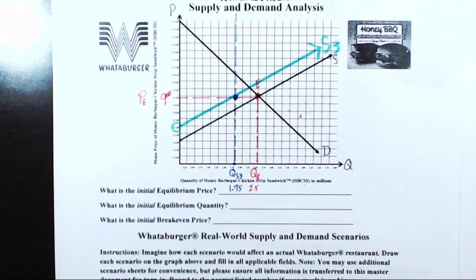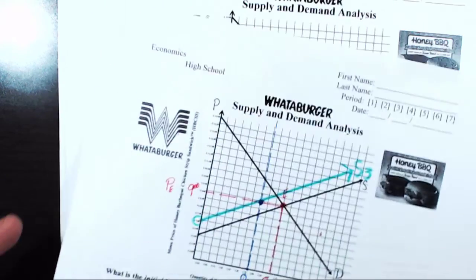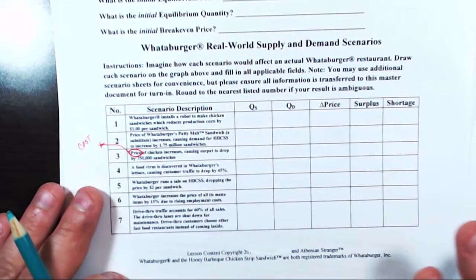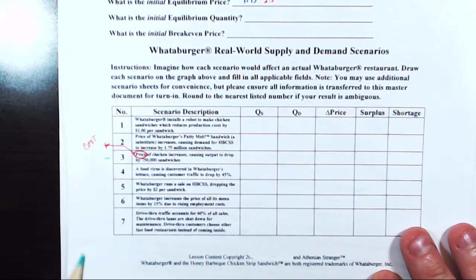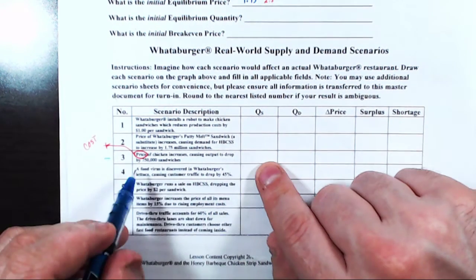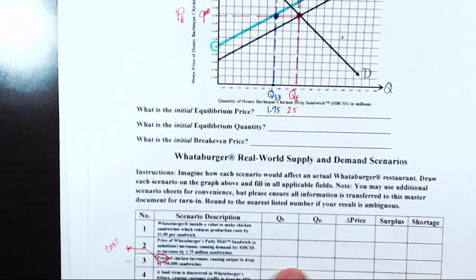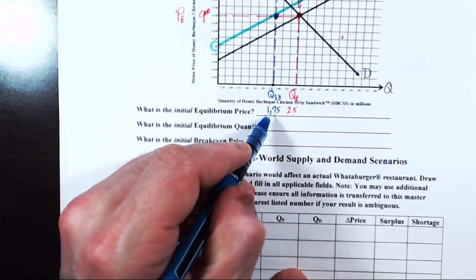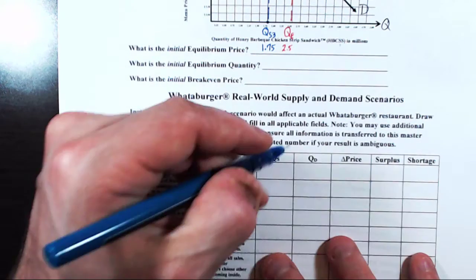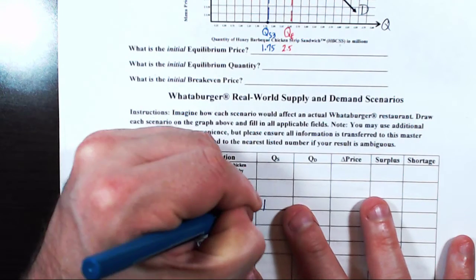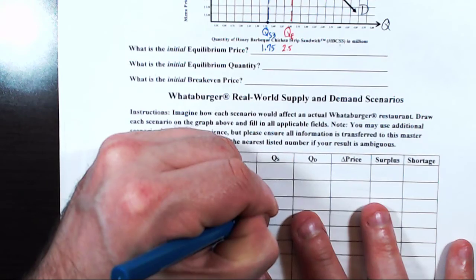Okay. Well, now let's do our quantitative analysis down here in the table. We're looking at row 3. Did quantity supplied change? Yes. What is the new quantity supplied? 1.75 million. So the new quantity supplied is 1.75 million.